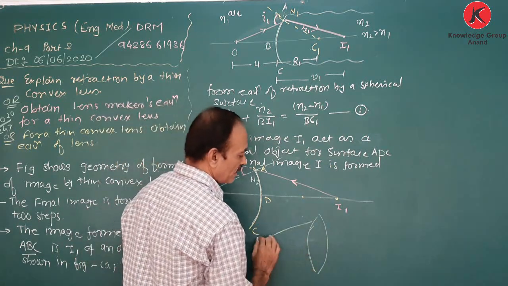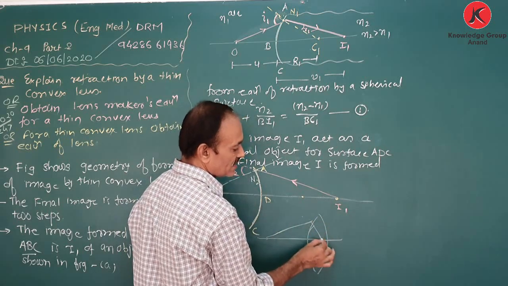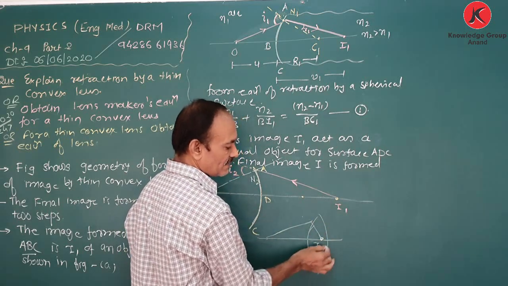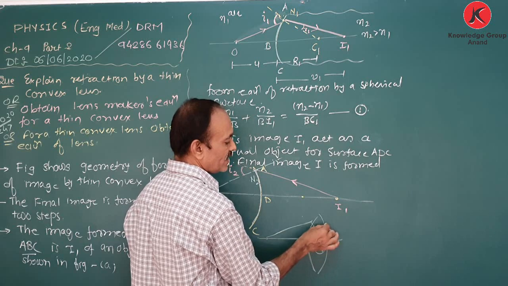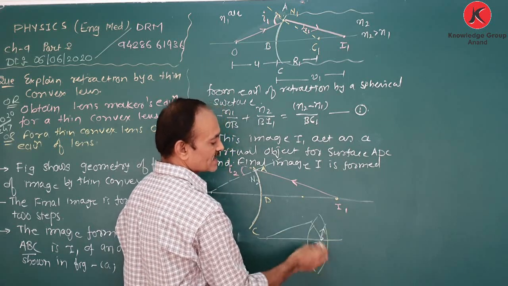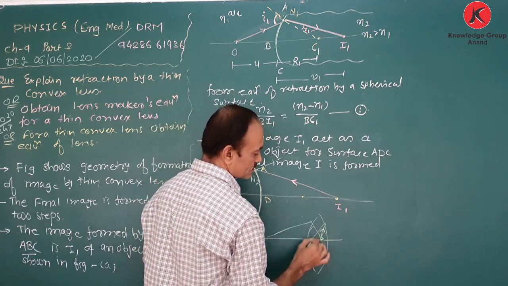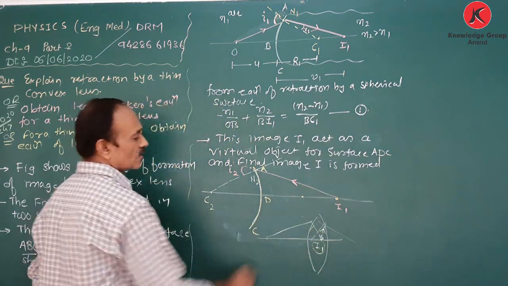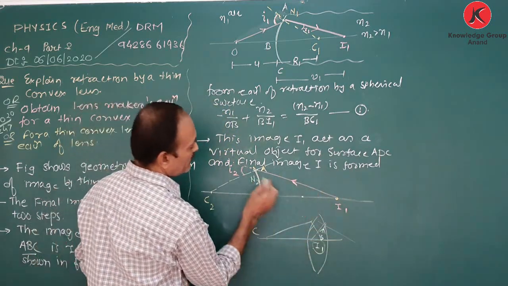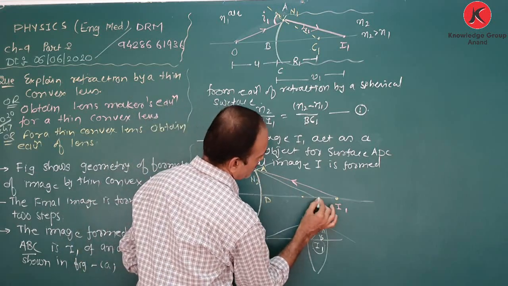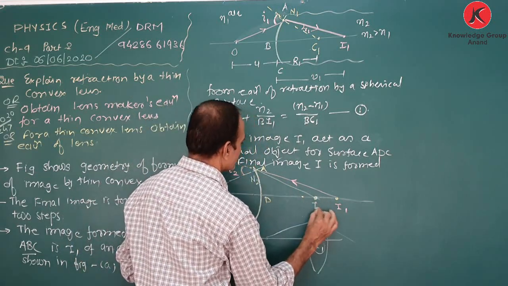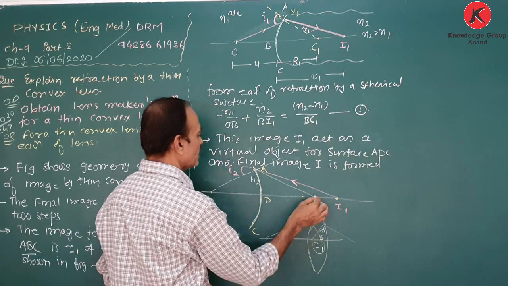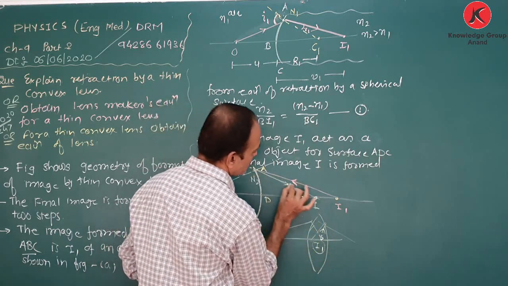Here the image formed by the first surface is here, and then this acts as a virtual object, and therefore the ray coming from I1 is this, and the final image I is formed. So this ray is reflected in this direction, and I is formed here. This final image is formed.